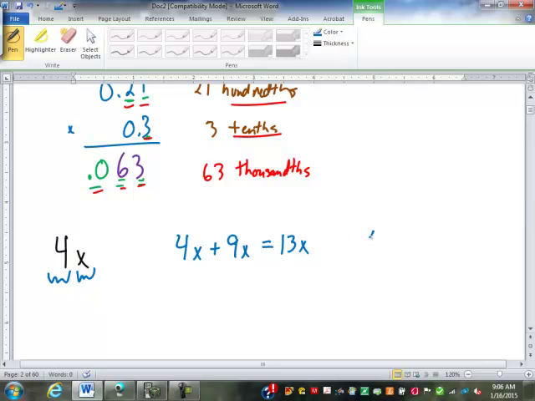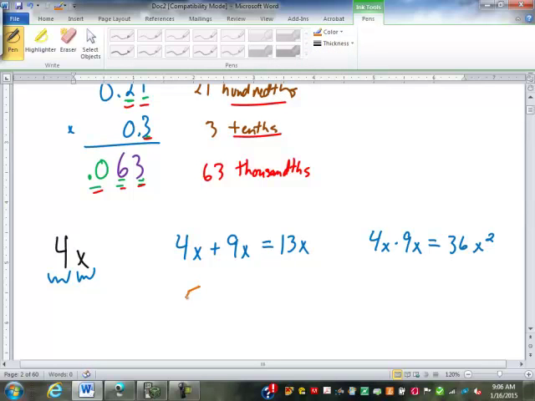When we're multiplying 4x times 9x, here's why we use the dot instead of the cross for multiplication. We combine the counts. 4 times 9 is 36. But we also combine the names. Just like inches times inches became inches squared, x times x becomes x squared.